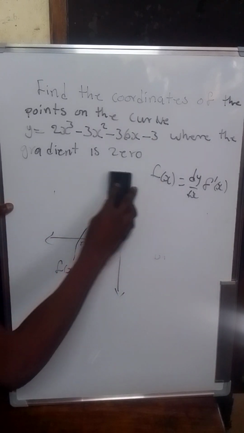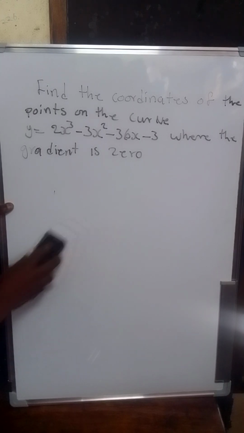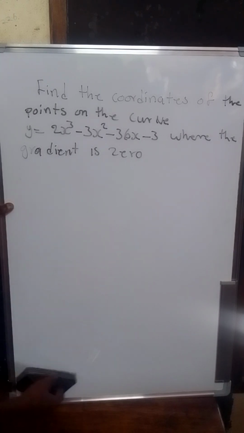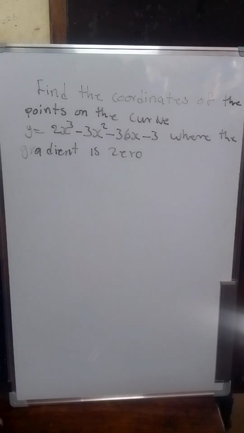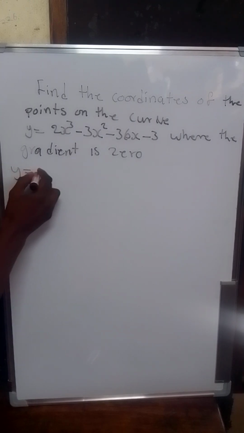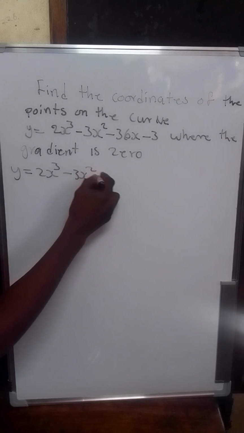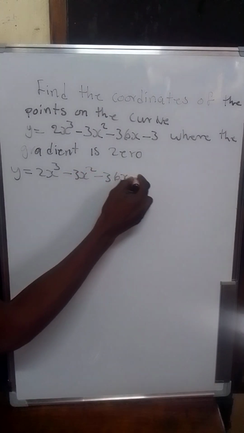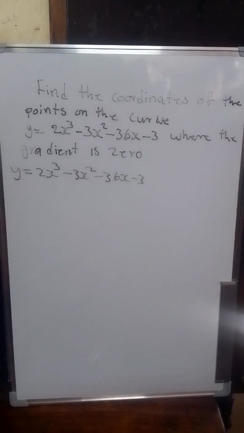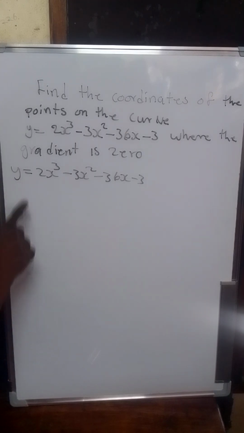So we solve the question now. I hope you have understood the theorem. Okay, the original function that we have is y equals x to the power 3 minus 3x squared minus 36x minus 3. This is the function, and we have to find the derivative of this function. So finding the derivative, we have to differentiate.